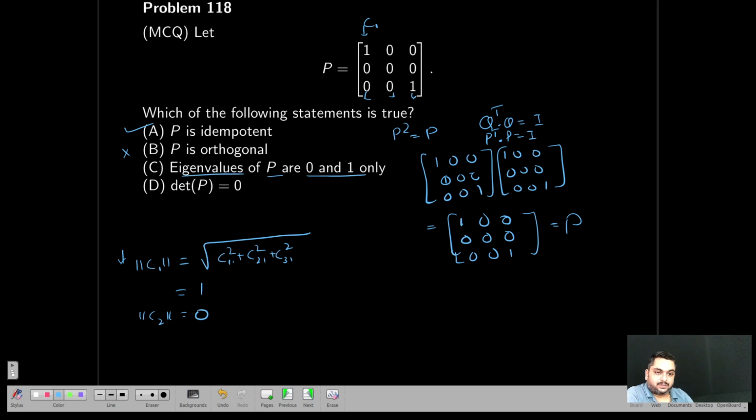Eigenvalues of P are 0 and 1 only. If you find the eigenvalues, I will get (1 minus lambda) square into minus lambda equal to 0. So lambda will be 0 or 1. This is correct. Determinant of P equal to 0. Yes, because one of the eigenvalues is 0. Next, this should have been MSQ.